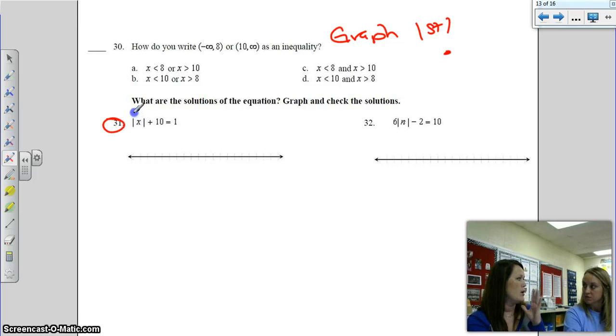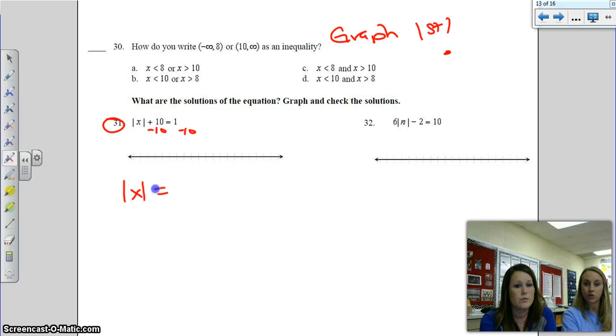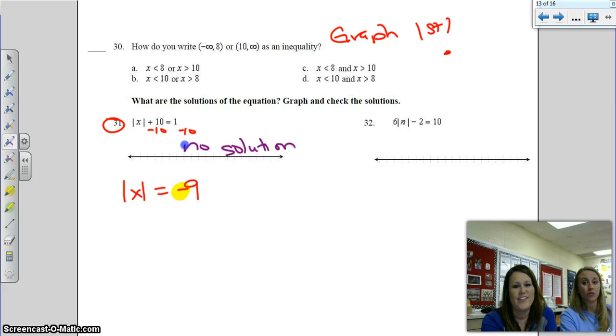I've been talking to my kids about absolute value and how the absolute value is locked when there's something on either side of it. What I've been calling is how do we unlock this absolute value? Well, I've got to get rid of this 10 by subtracting it. So I subtract it from both sides, and I'm left with absolute value of x equals negative 9. Absolute values can't be negative. So I'm going to write no solution. Even though there's a graph, we throw it in there to trick you.